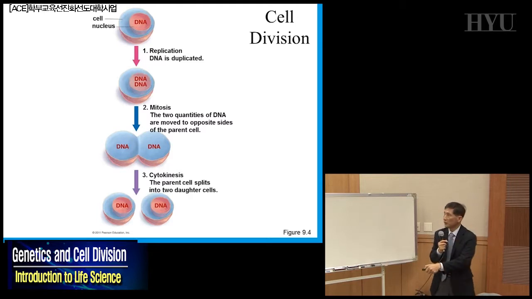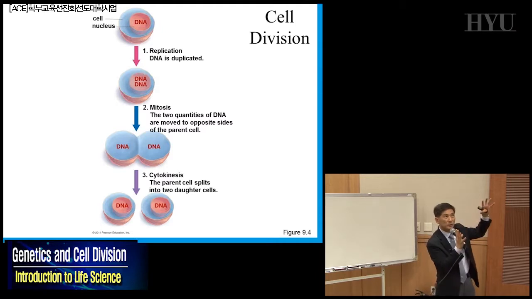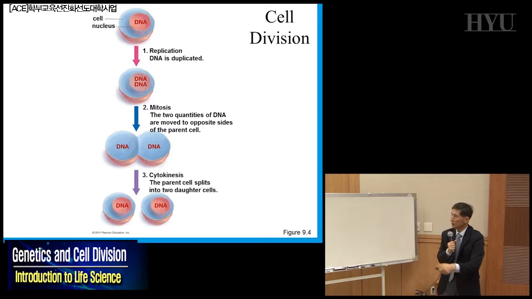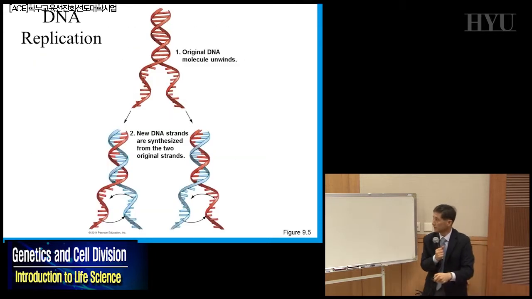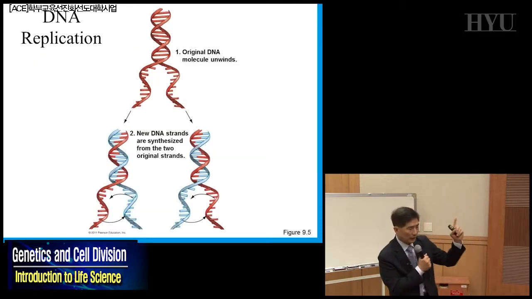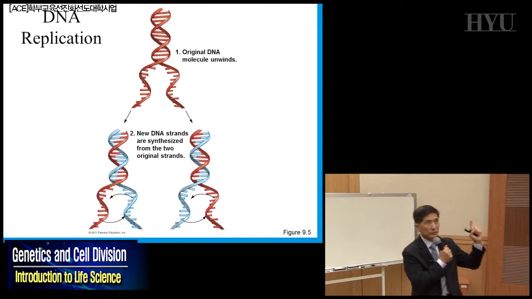A different thing is that at some points you don't see the nuclear envelope. You don't see the separation between here and the cytoplasm. So the nuclear envelope, the membrane that wraps around DNA, disappears and reappears. So this is the whole cell division. The first step, DNA replication.